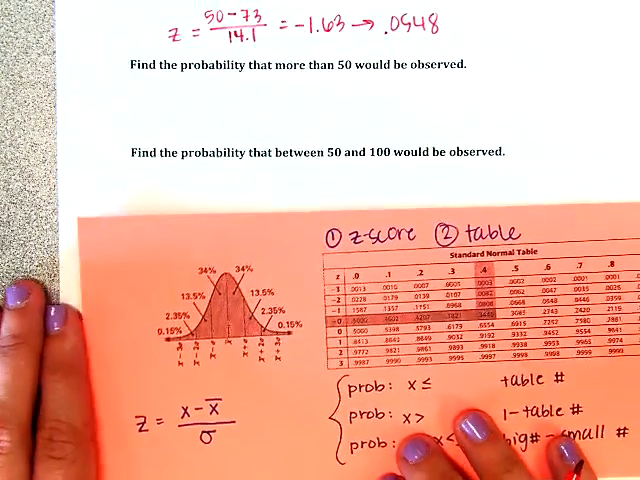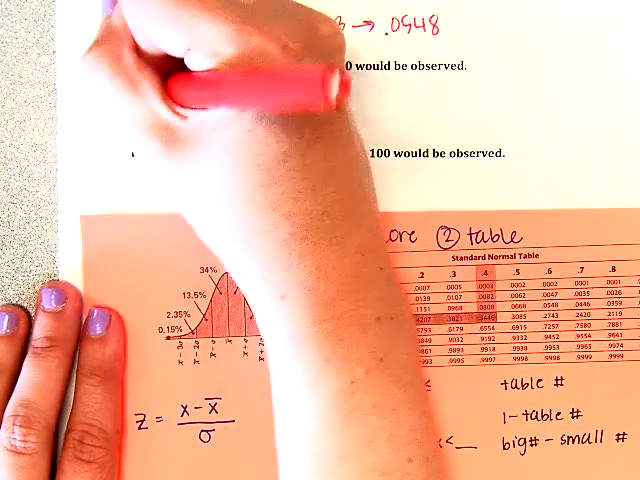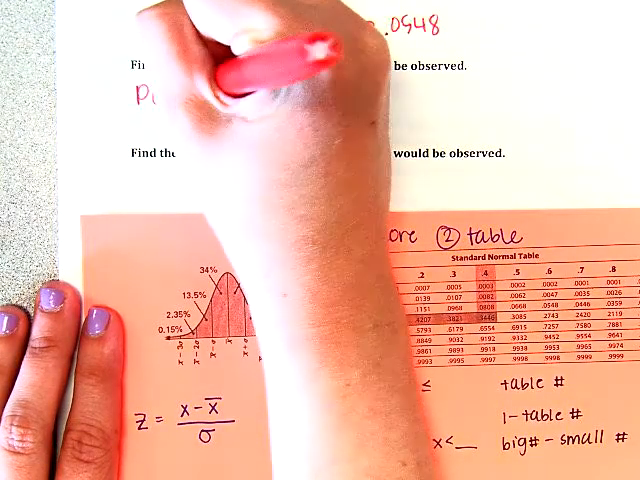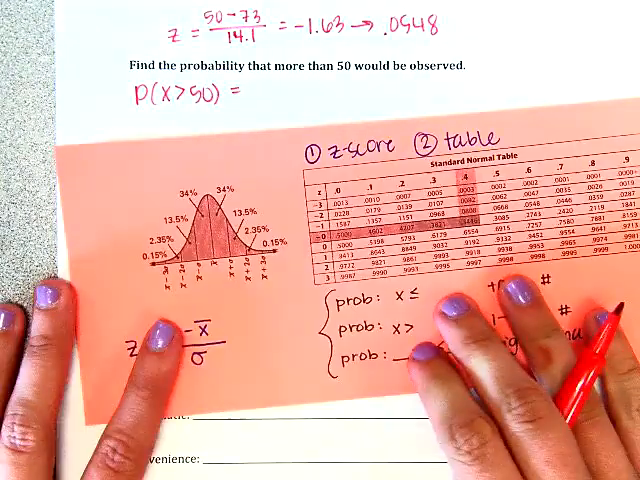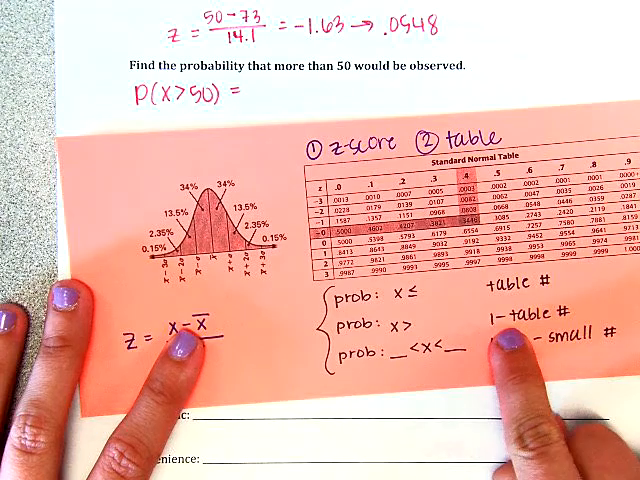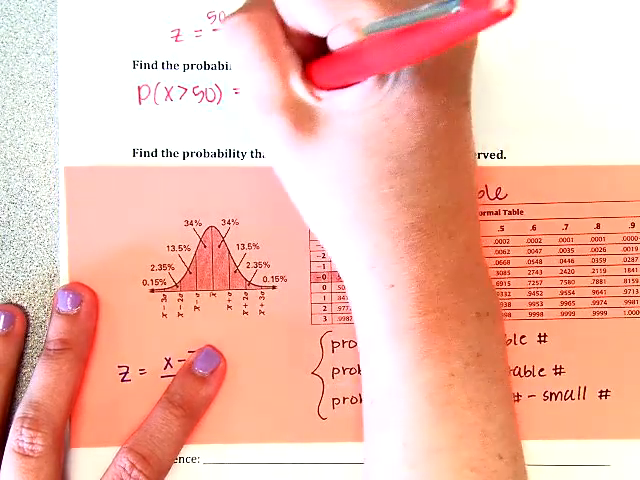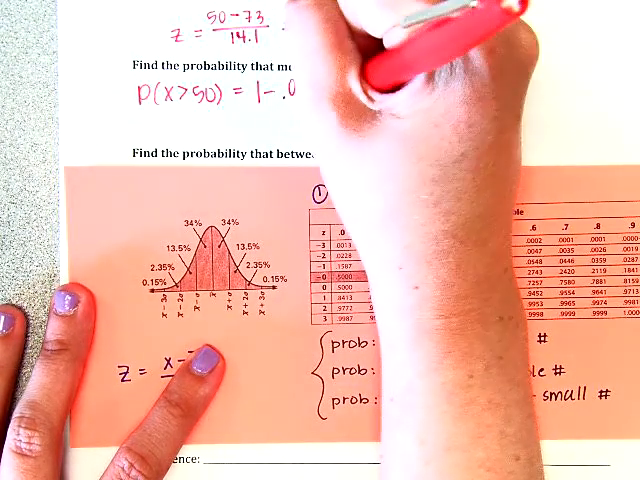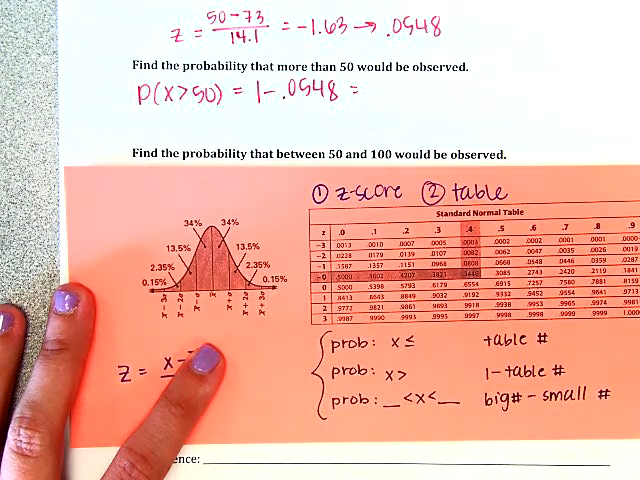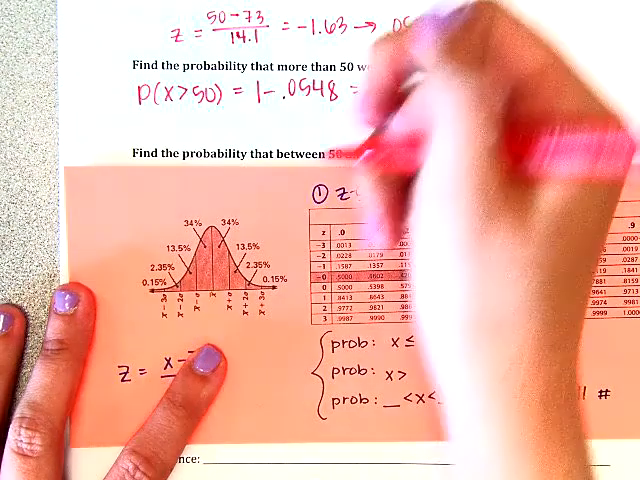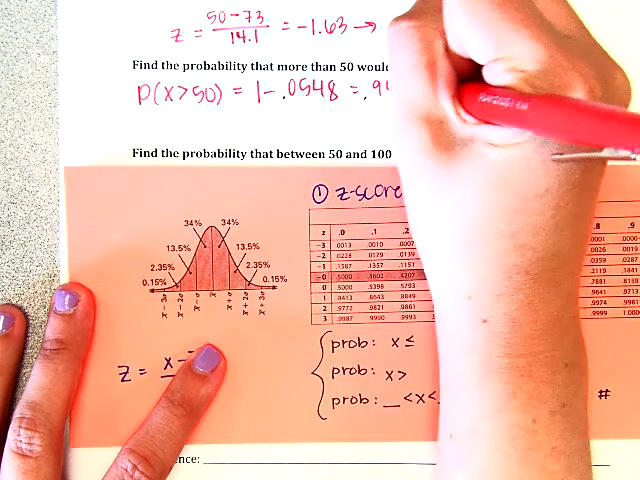Find the probability that more than 50 would be observed. So we're talking probability x is bigger than 50. Well, we know from this that if it's bigger than, you just do 1 minus my table number. And I already found my table number right here, so I just do 1 minus 0.0548. And I get 0.9452.